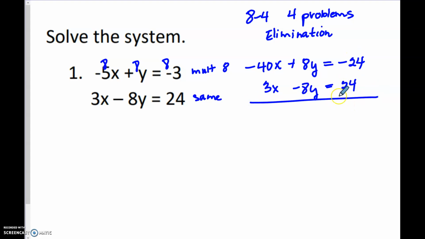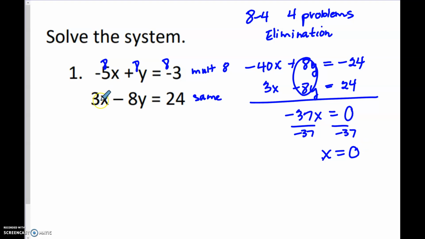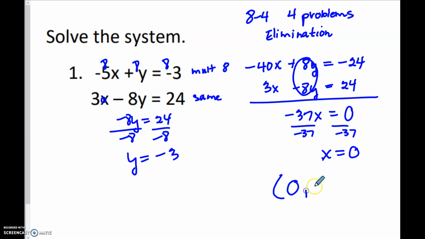So now when I add these two together, looks like I get a negative 37x. My y's are going to cancel out, and negative 24 plus 24 is 0. And when we divide by a negative 37, we get x is 0. So if x is 0, 3 times 0 is 0. So I have negative 8y equals 24. Divide both sides by negative 8. So y is negative 3. So we have the ordered pair 0, comma, negative 3.